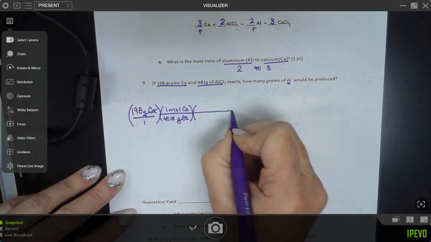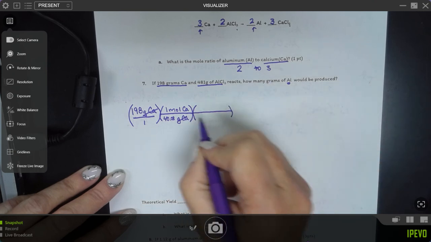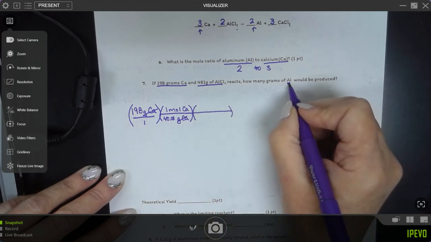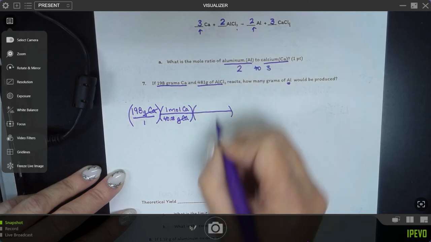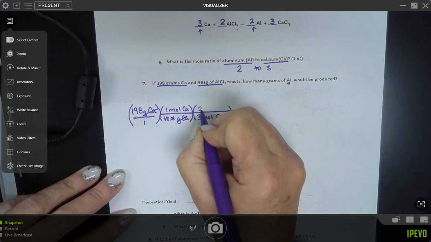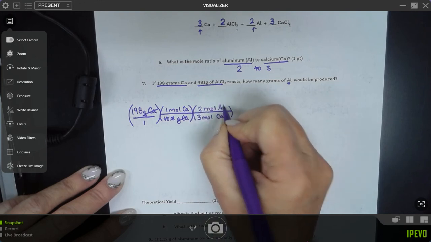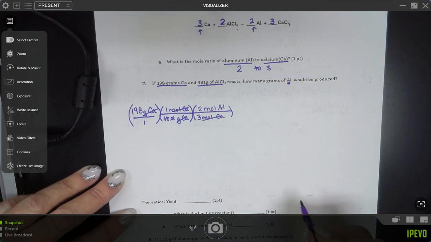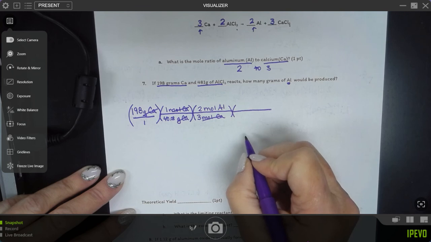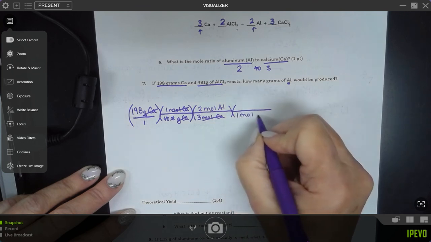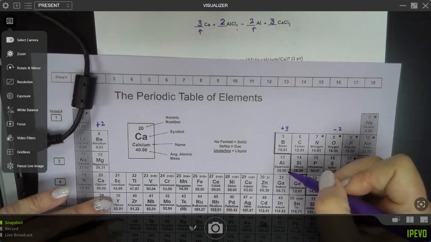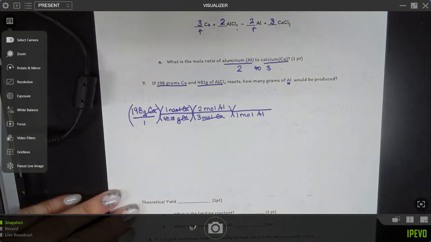Now we need to use our mole ratio to look at the moles of calcium. We need to convert from moles of calcium to moles of aluminum. So I'm going to look up here in my equation. 3 moles of calcium will produce 2 moles of aluminum. So our moles of calcium cancel out. And then our final step is to convert moles of aluminum to grams of aluminum. So 1 mole of aluminum. Anytime we want grams, we've got to look at our periodic table. So aluminum molar mass is 26.98.